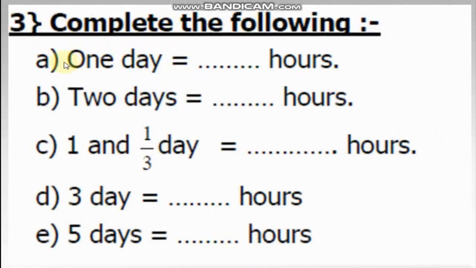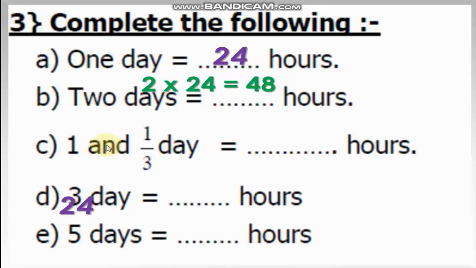Complete the following. 1 day equals 24 hours. 2 days equals, we multiply 24 times 2 equals 48. 2 times 4 equals 8 and 2 times 2 equals 4. 1 and third day. We know that 1 day equals 24 and third day equals 8 hours. So 24 plus 8 equals 32 hours.